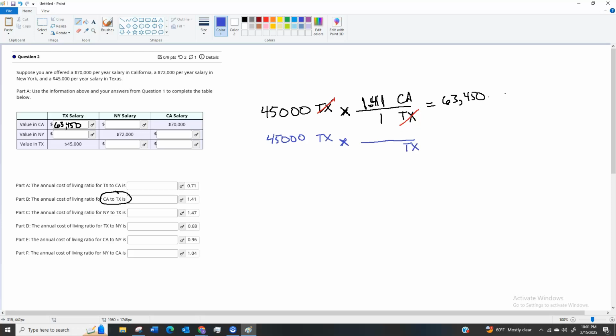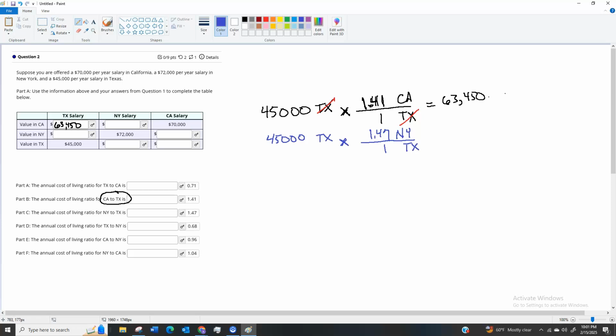So we're going to use this ratio, not that one. Where am I at? I want New York to Texas. There we go. So we want the 1.47 right here. So that's New York. And then again, Texas is like a 1 because it's a ratio. So New York over Texas is 1.47 over 1.